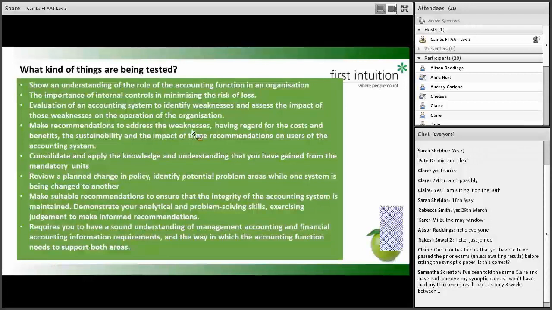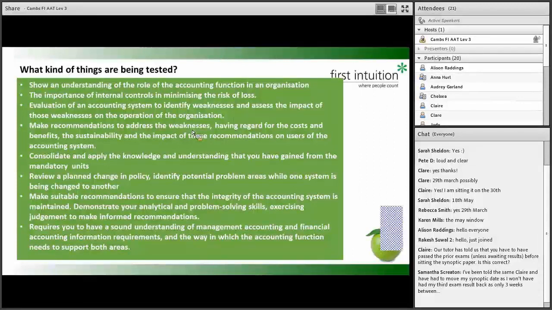Review a planned change in policy, identify problems within a system, and what will happen if we're changing it. If we've got a change in policy, what impact will that have on staff, our systems, the information that's available to us? We've already mentioned this about making recommendations to improve our accounting system. This is where you're asked to demonstrate your problem-solving skills. We found a weakness. How can we make that better?